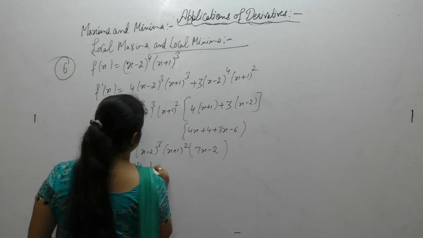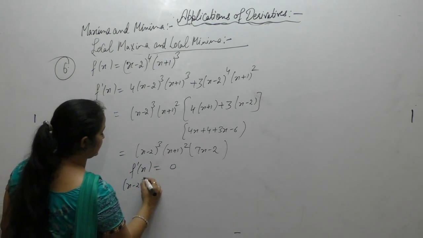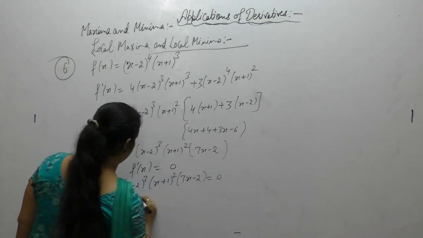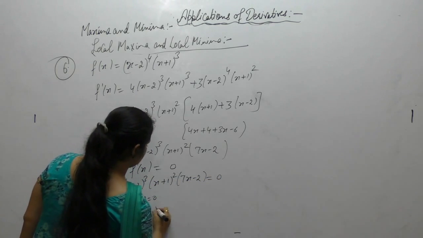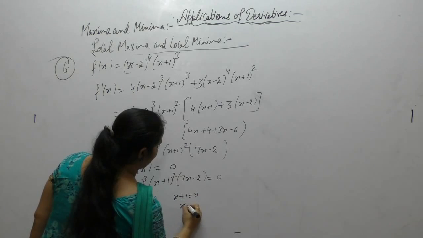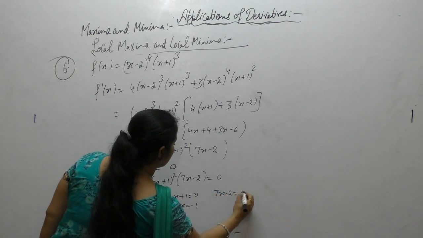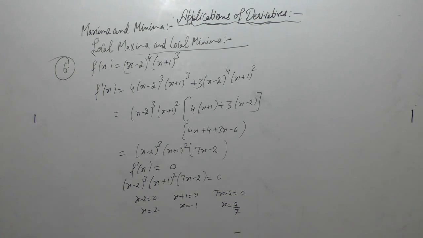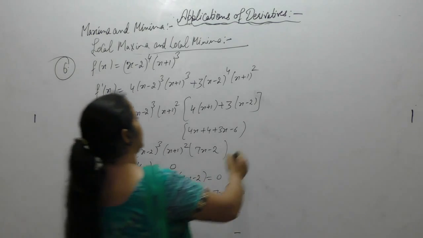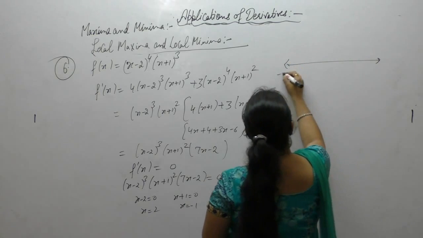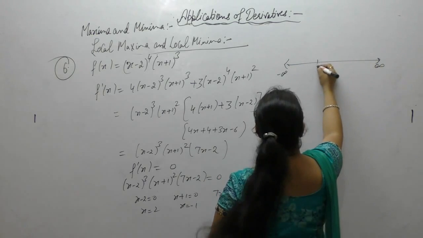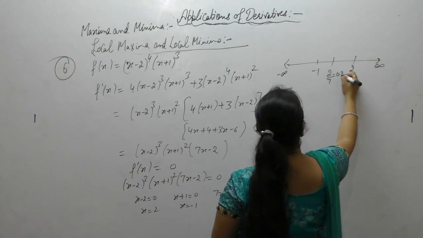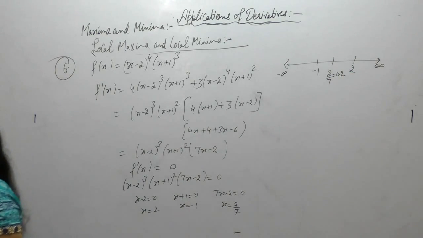Now put first derivative equals to 0. (x minus 2) whole cube, (x plus 1) whole square. So what we get? x as 2, minus 1, and x is 2 by 7. Minus 1, 2 by 7, 2. Minus infinity, minus 1, 2 by 7, 0.2 approximately.